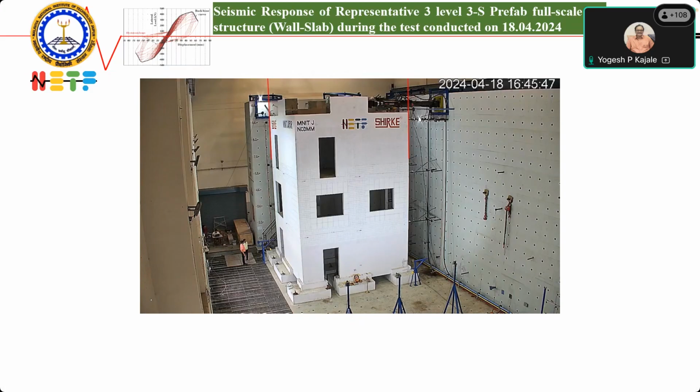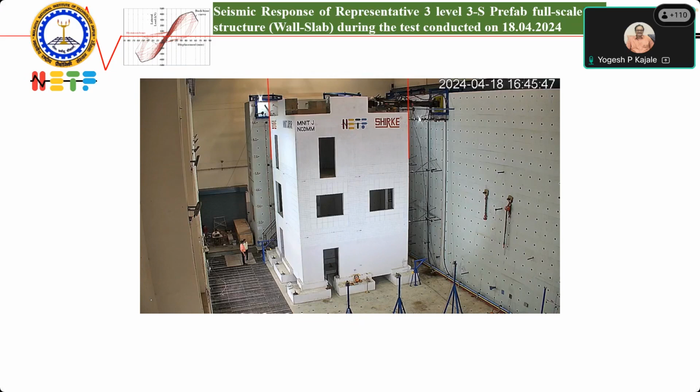Since the bottom story is anchored fully with the strong floor and the top story is attached with the actuator, the boundary conditions are not similar to those of a real-size structure. But the middle story has boundary conditions similar to a real-size structure, and that exactly is the necessity why we must go with a 3-level structure whenever we have to assess the real-size performance of the structural system.